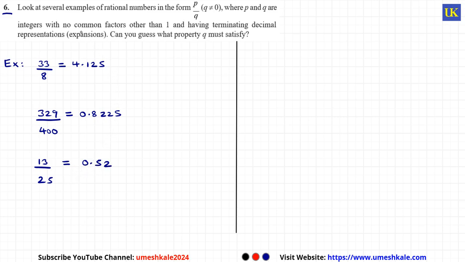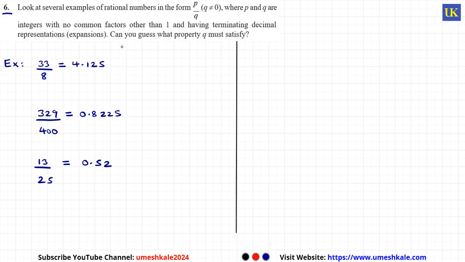Now what they are saying is to take rational numbers in the form p by q. So the rational number examples we have taken are in the form p by q, and they should not have any common factor other than 1. So the numerator and denominator don't have any common factor other than 1, and their decimal expansions are terminating.